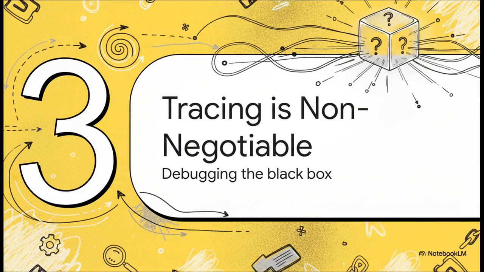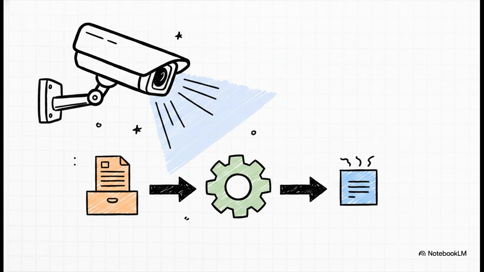Which brings us to Section 3, why tracing is non-negotiable for debugging this black box. Because the API forgets everything instantly, establishing a permanent memory for your system is absolute table stakes. Going back to our restaurant, if a customer complains about their meal, how do you know what actually went wrong?